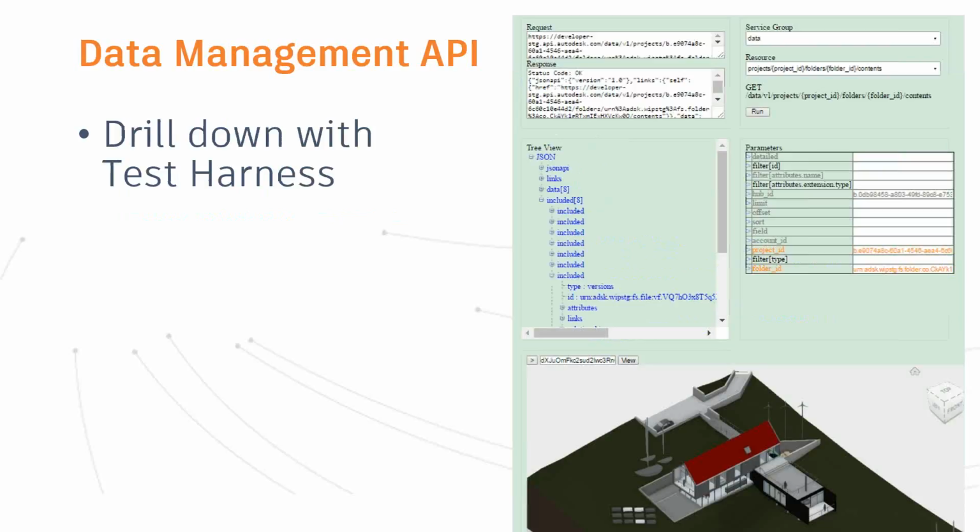So let's take a look at the data management API in action. I wrote a very simple program called test harness, and let's use that to drill down into the data to give you an idea of how the data management is structured. I'm going to switch to the demo.